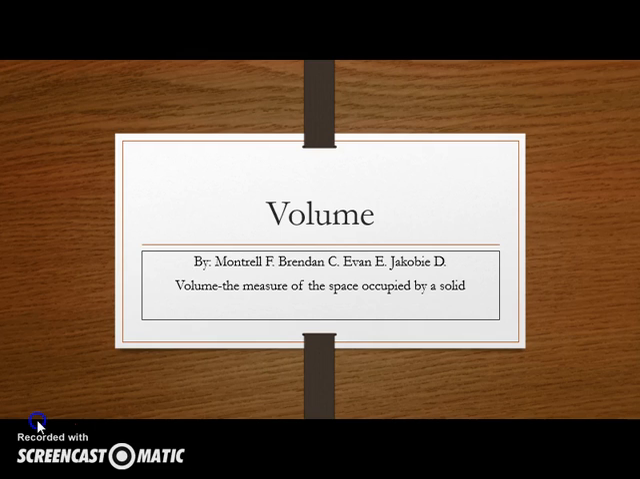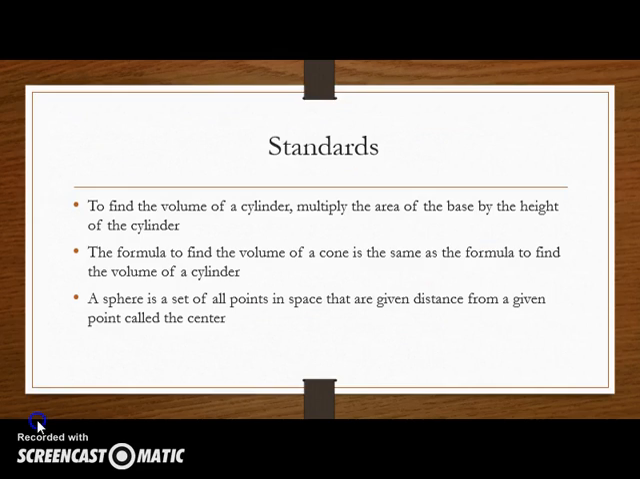Volume is the measure of the space occupied by a solid. Standards: to find the volume of a cylinder, multiply the area of the base by the height of the cylinder. The formula to find the volume of a cone is the same as the formula to find the volume of a cylinder. A sphere is the set of all points in space that are a given distance from a given point called the center.